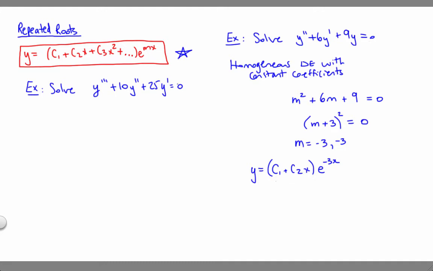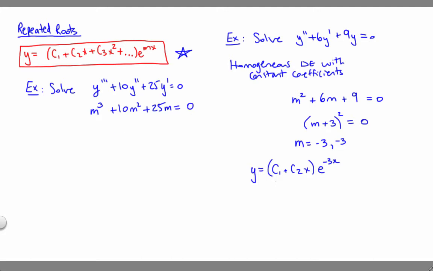And let's try a second example. Again, we've got a homogeneous DE because we're seeing a 0 on the right side here. On the left side we do have constant coefficients. So that tells us that it's valid to set up the auxiliary equation. It'll look like m cubed plus 10m squared plus 25m equals 0.